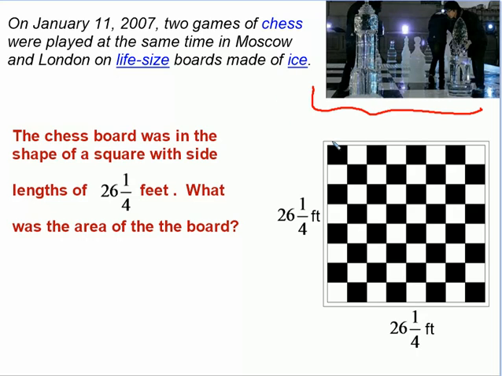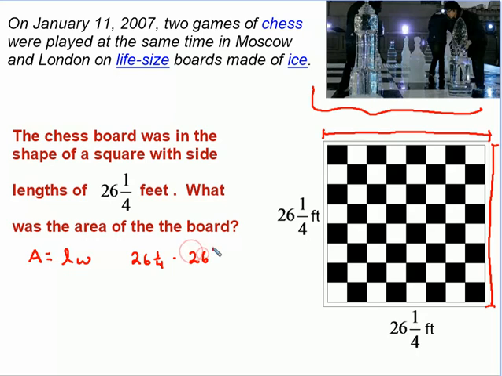Now, we know that chessboards are in a particular shape. They are in the shape of a square, right? We know that they are the same length on both sides, the length and the width are the same. Now, the chessboard was in the shape of a square with side lengths of 26 1/4 feet. What was the area of the board? To find that, all we have to do is multiply the length times the width, or we could say the side squared, right? 26 1/4 squared. We'll just keep length times width here, and we'll say 26 1/4 times 26 1/4.